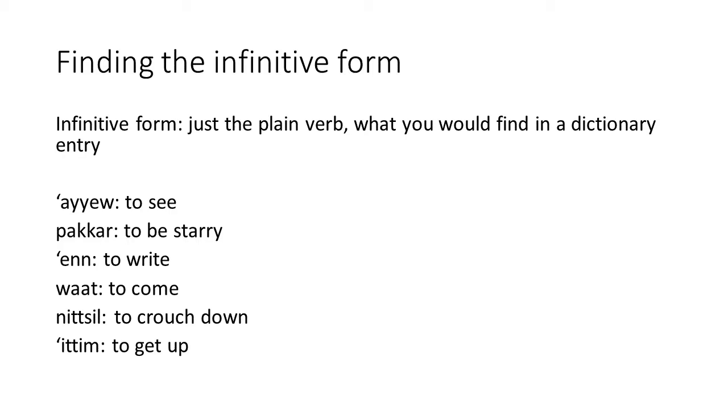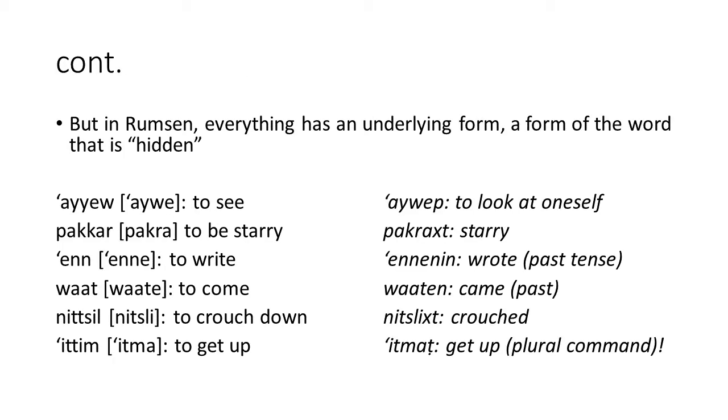But as I said before, in Rumsen, everything has an underlying form, which is kind of like a form of the word that is hidden, that is under the surface. As I can see here, the infinitive form, like for ayyew, to see, in the square brackets, that is the underlying form, ayyew. So this is the form of the verb that is hidden. You don't see ayyew by itself ever in the language, but when you add certain morphemes, suffixes, affixes, you will see that this form actually pops up.